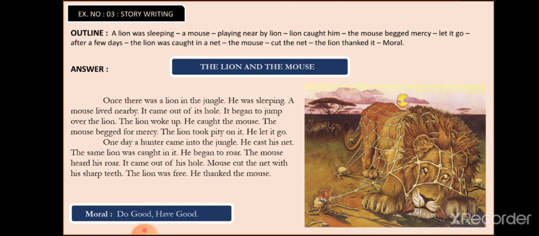He began to roar. The mouse heard his roar. It came out of its hole. The mouse cut the net with his sharp teeth. The lion was free. He thanked the mouse. Moral: do good, have good. It means when you do something good for others, it will be returned to you somehow.